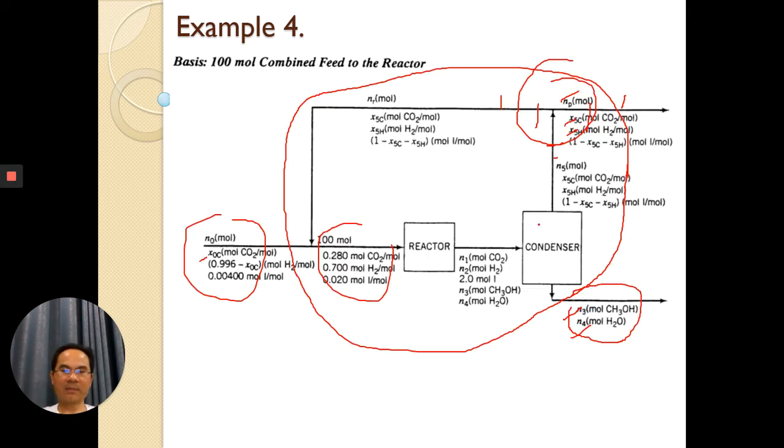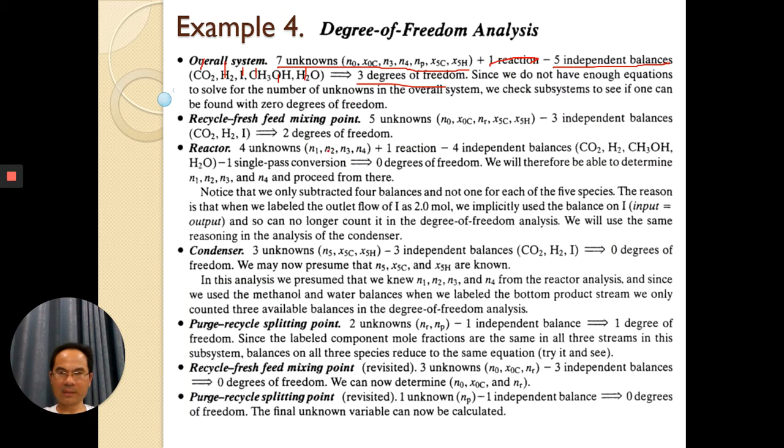The next step, you consider the mixing point. For the mixing point, we have N0, X0C, NR, and X5C: 5 unknowns. And 3 independent balance equations: carbon dioxide, hydrogen, inert. The degree of freedom is 2, so you cannot solve for this.